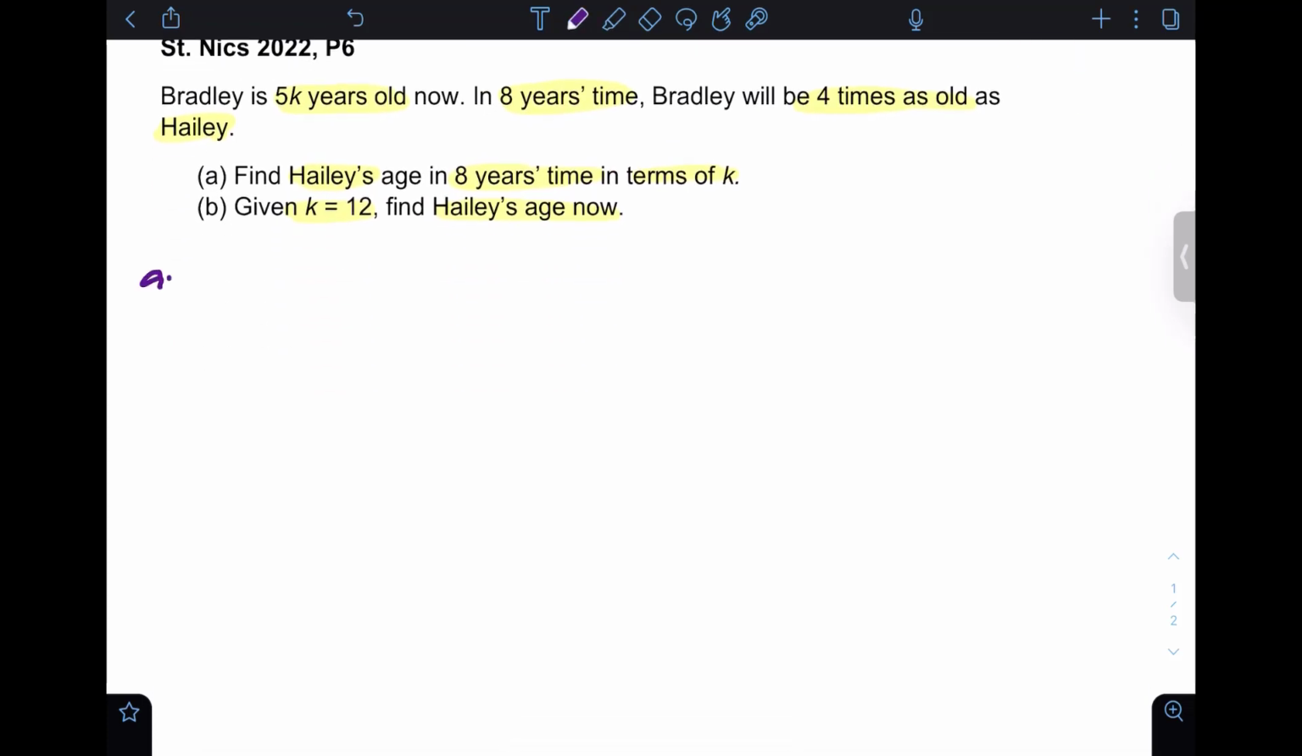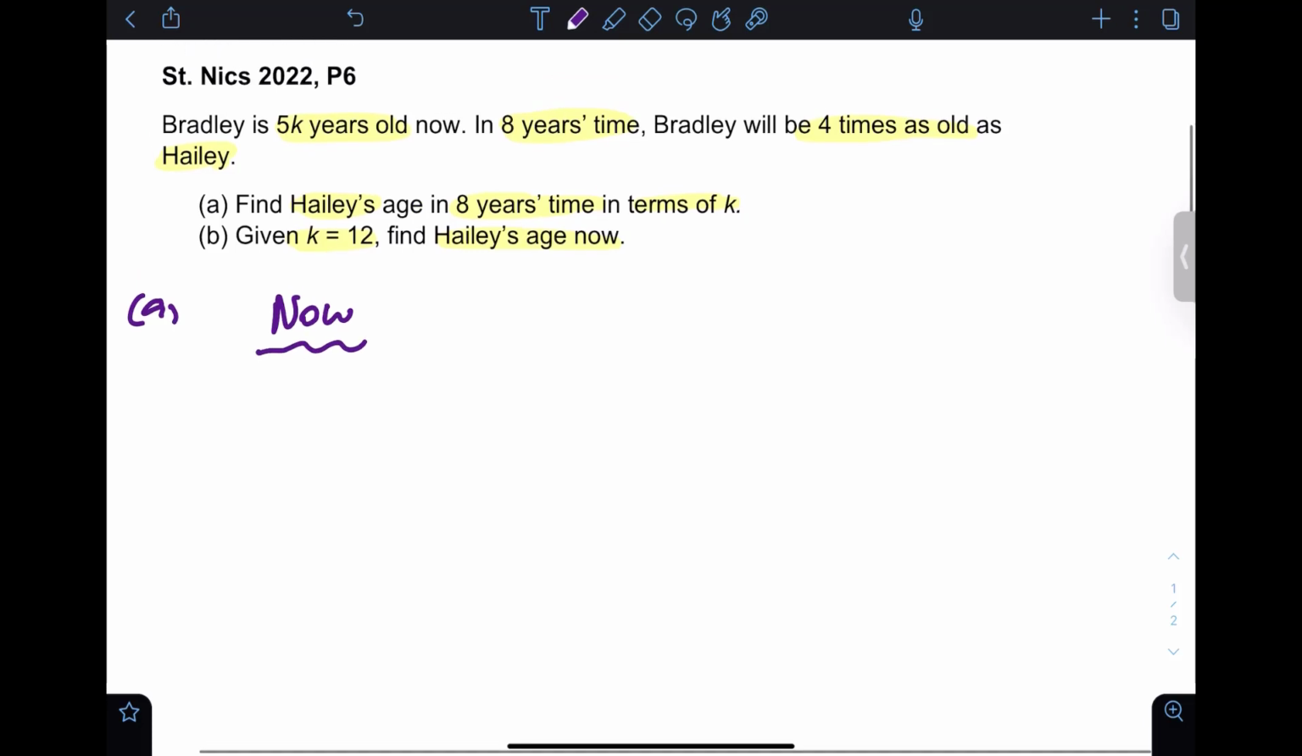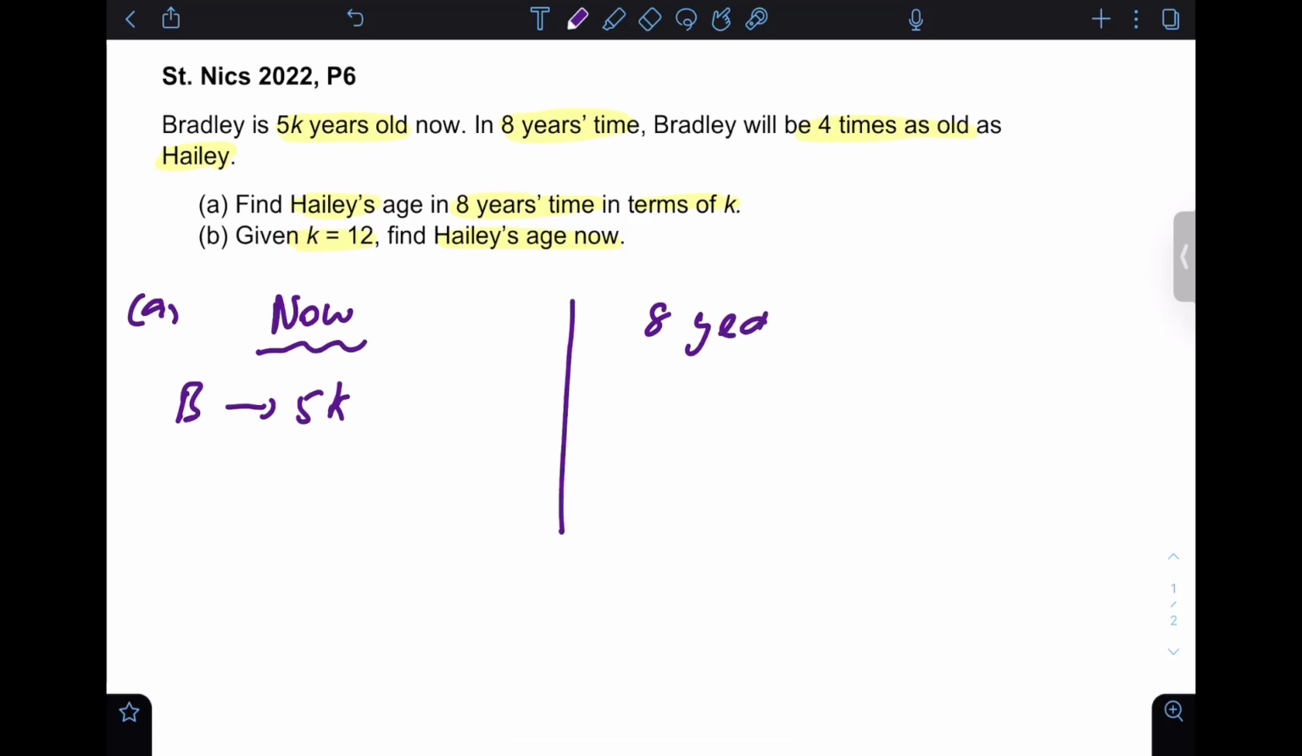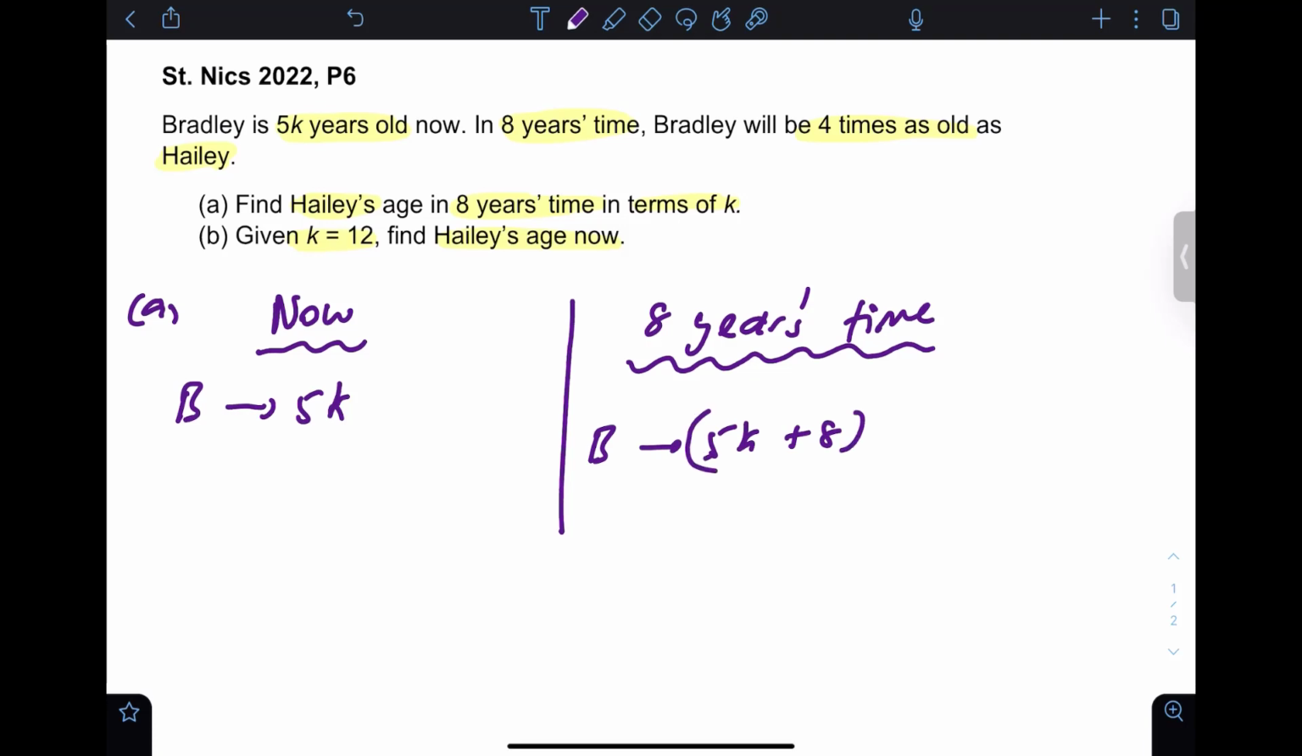So for part A, we know that right now, Bradley is 5k years old. What happens in 8 years time? Bradley will age by 8 years. So you just have to add another 8 years to his lifespan, right?